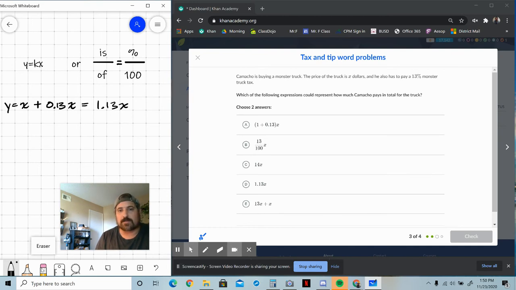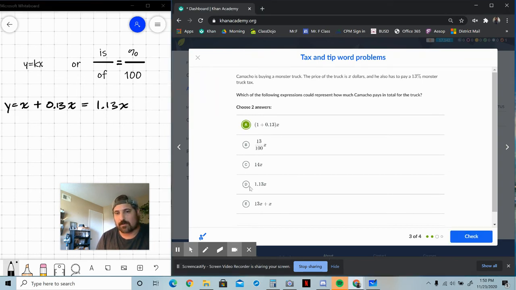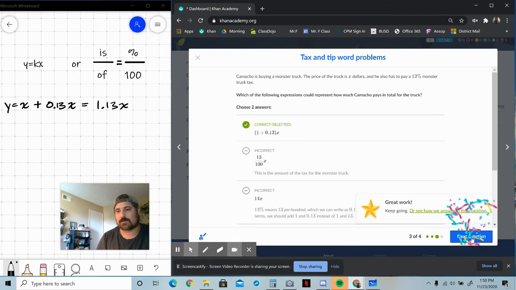So we know that this is going to be the expression we're looking for. So anything equivalent to that. So 1 plus 0.13 times x, that would be fine because that's 1.13 times x. That works. The other one that works is right here, 1.13x. So those are the two that would work.